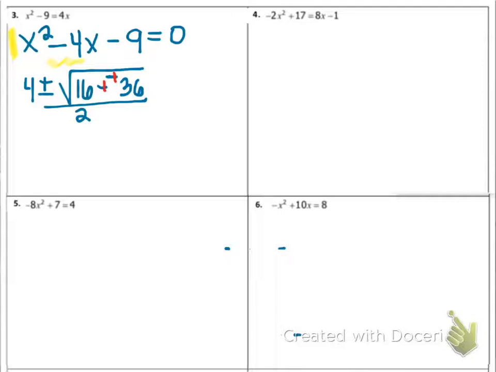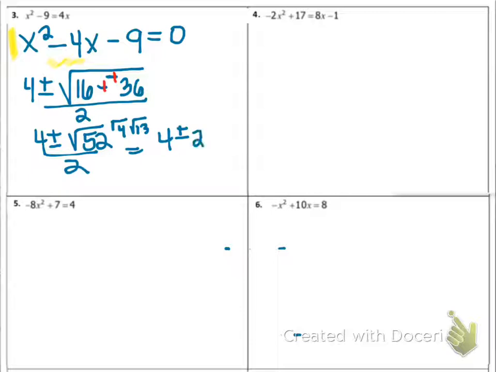So simplifying this would give us 4 plus or minus the square root of 52 over 2. And the biggest perfect square that's in 52, I believe, is 4. We could rewrite this as the square root of 4 and the square root of 13, which would make that 2 square root of 13. So that top simplifies to 4 plus or minus 2 square root of 13 over 2.